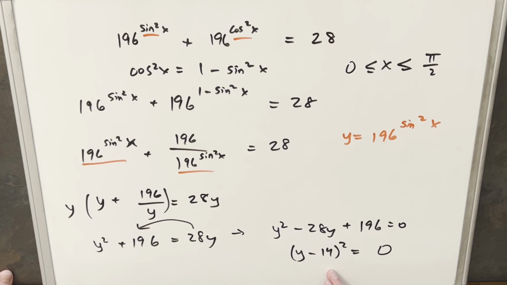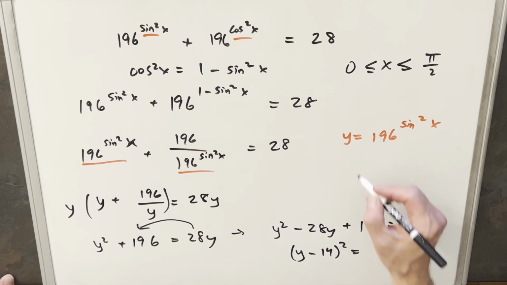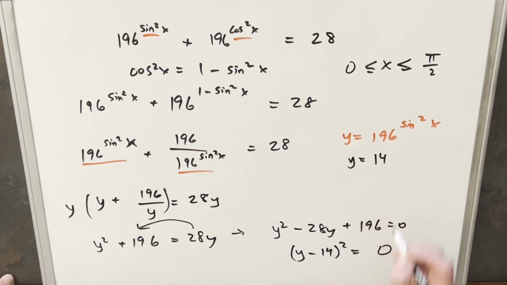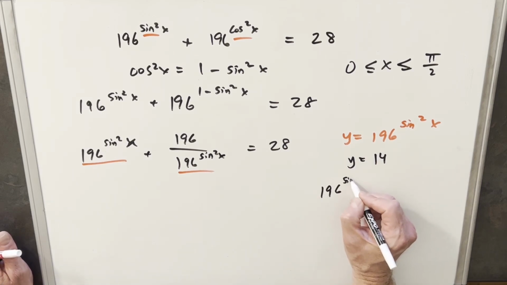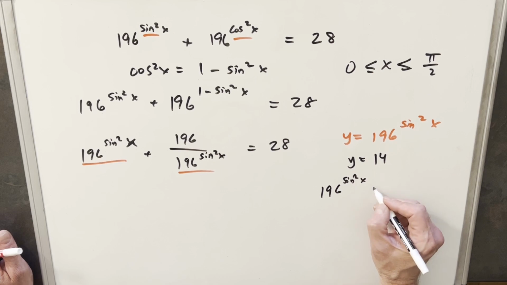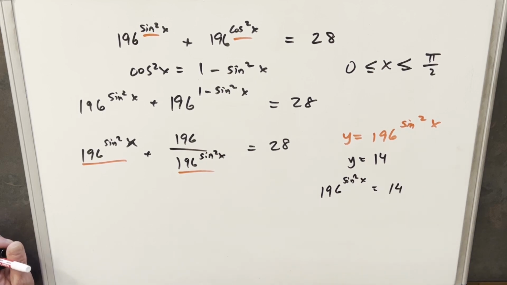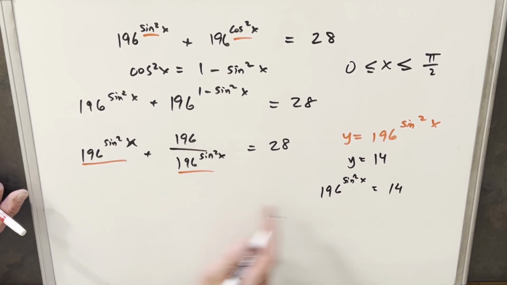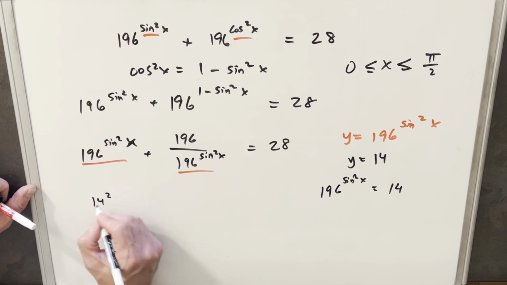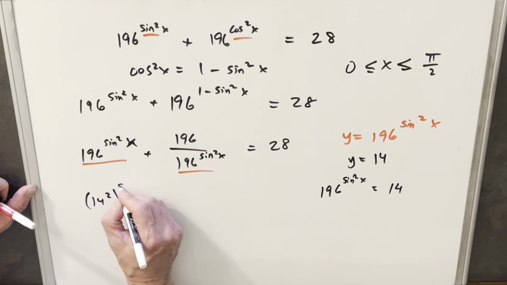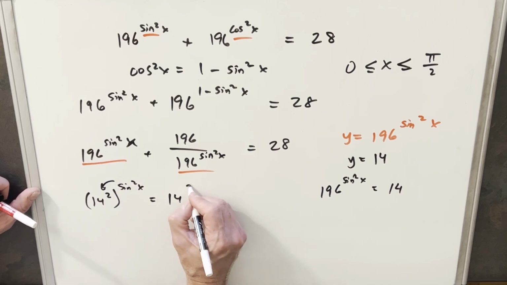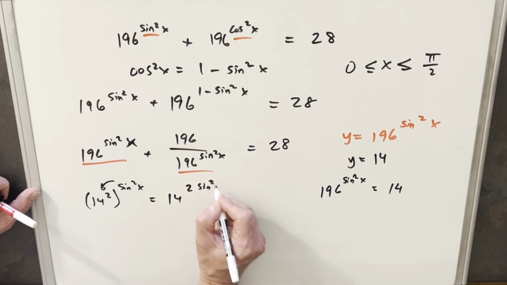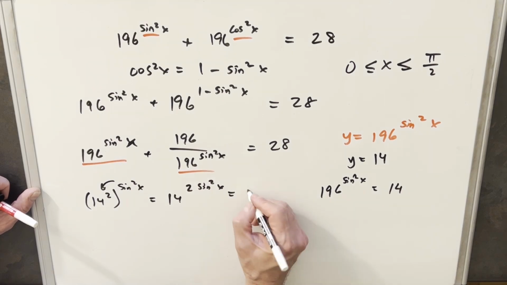And so that's going to tell us we're just going to have one real solution. It's just going to be y equal to 14. But since this is y here, we can say that 196 to the sine squared x is going to be 14. But like I mentioned earlier, 196 is just 14 squared. So we'll have 14 squared to the sine squared x. We can distribute that in by exponent properties, and we'll have 14 to the 2 sine squared x equals 14.